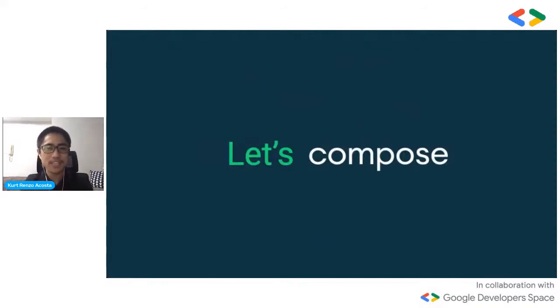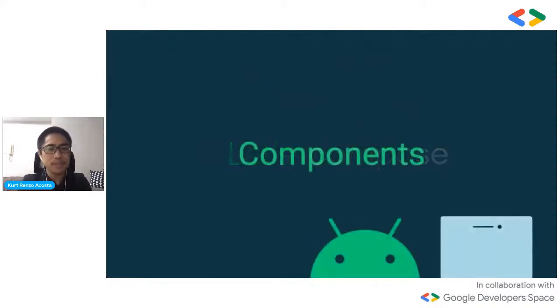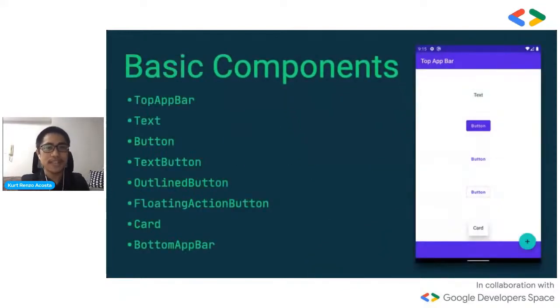So let's start composing. Start with the building blocks, which are components. Here I just have a simple screen, trying to showcase the different components. So we have a top app bar, we have the text button, different kinds of buttons, a card, and maybe a bottom app bar. So let's try on how we can put this inside the code. There are a lot more components, but I just tried to choose a few and see how we can use them. So yeah, let's start.